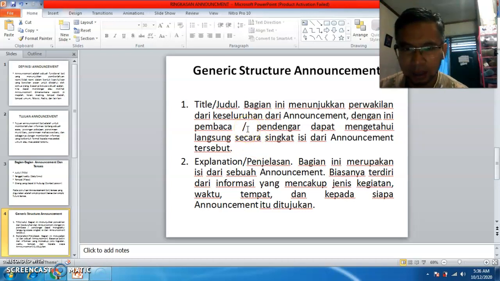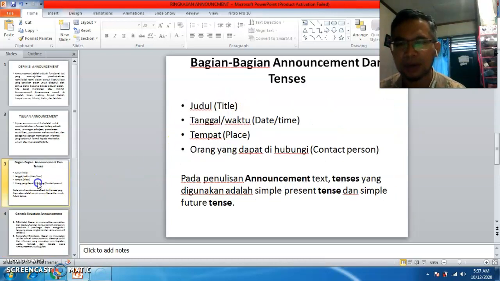So I said before, the title is very important for people who do not have much time but want to get information from the announcement. The title can describe the announcement delivered to the people. And the second generic structure of the announcement is the explanation. This part is the content of the announcement. Commonly, it consists of the information itself, about the activity, the time, the place, and whom the announcement is delivered to, or whom the announcement is addressed to. This is the generic structure of the announcement, the explanation of the parts of the announcement.